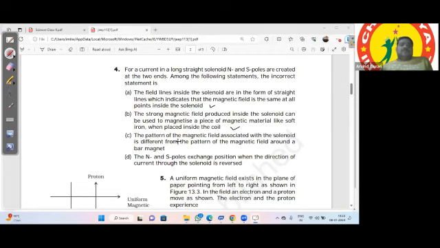The pattern of the magnetic field lines associated with the solenoid is different from the pattern of a magnetic field around a bar magnet. This is a wrong one. The north and south poles exchange when the direction of current through the solenoid is reversed. So this is also correct. So your correct option will be option C.